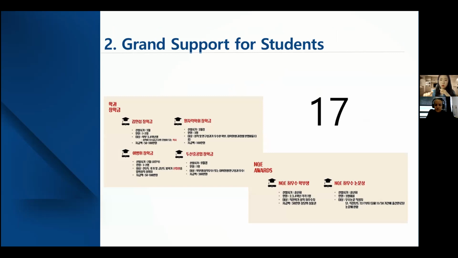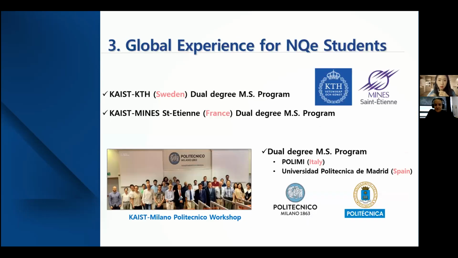So as of 2021, we have 17 scholarships available for undergraduate students. It's quite good, given that we have only a few students in our department as undergraduates. So yeah, you can earn money while you study. And third, we have a lot of global experiences for students.